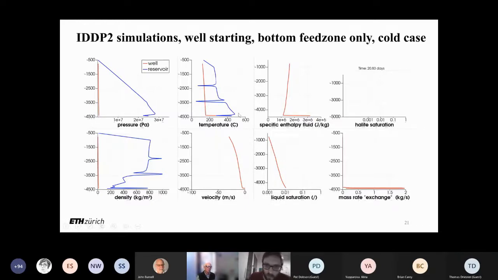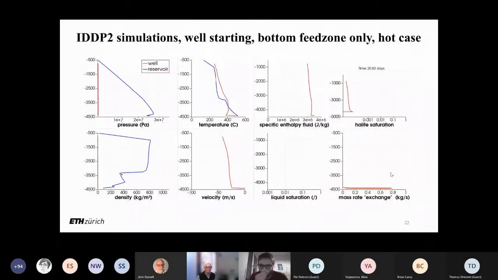And in that case, the only problem is that you have very, very low exchange, because again, this feed zone is very low permeability. So you would not really achieve any economically viable production rates if you only had the bottom feed zones. That's in the cold case. And if you wait long enough until the formation is warmed up, then it's actually not much better.